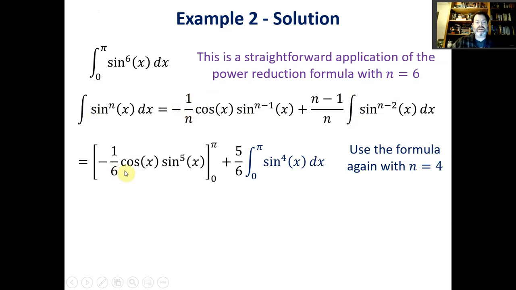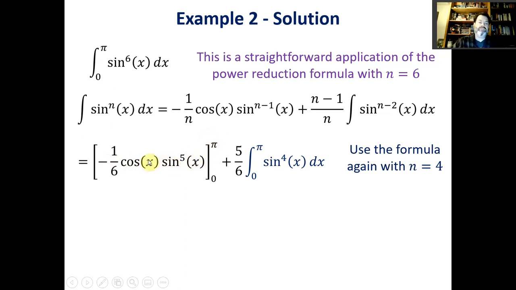So negative 1/6 cosine x sine to the 5th x. Now we need to evaluate that from 0 to pi, plus 5/6 integral of sine to the n minus 2. So that's integral from 0 to pi, sine to the 4th x dx. So we're going to do this formula again with this little bit here in the next step. So what I want you to notice is when you plug in pi and 0 here, right? So it's going to be negative 1/6 cosine pi sine to the 5th pi minus negative 1/6 cosine 0 sine 0.